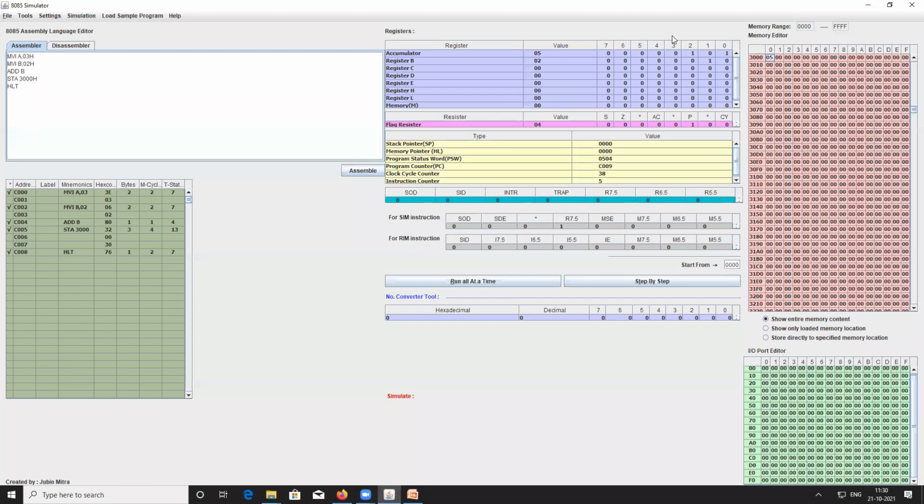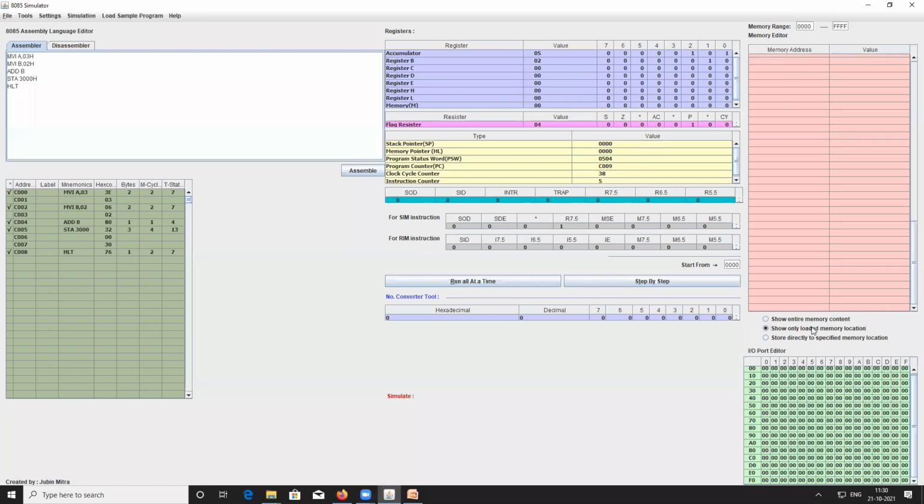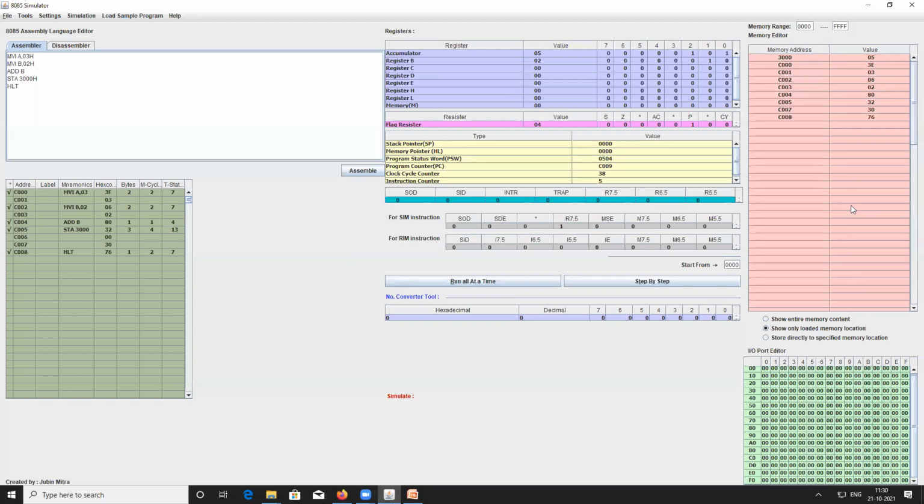Okay, so here the memory setting is from C00 to CFF. You have to set the memory range. By setting the memory from 00 to FF, you will see that 3008 holds 05. In the previous setting, the range was from C00 to FF.